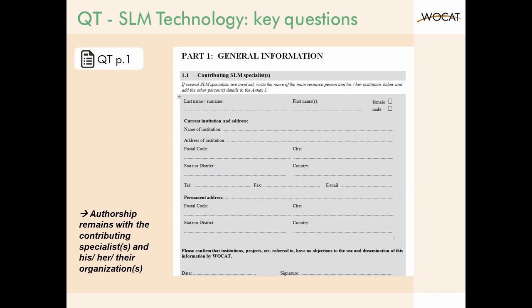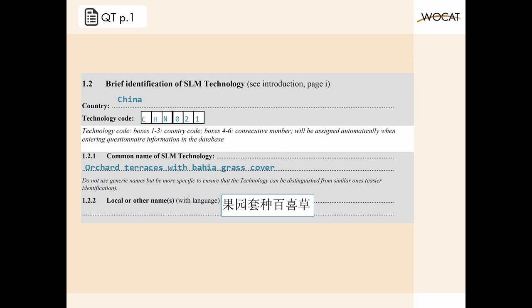A frequently asked question relates to the authorship of the questionnaires. On each documented technology or approach, it is indicated clearly who has compiled the questionnaire. Contact persons and institutions are named and logos can be added. A code will be assigned to the technology automatically when you are entering the information in the database. Note that the questionnaire code is a unique identifier for each technology and approach. It is composed of a country abbreviation and a consecutive number.